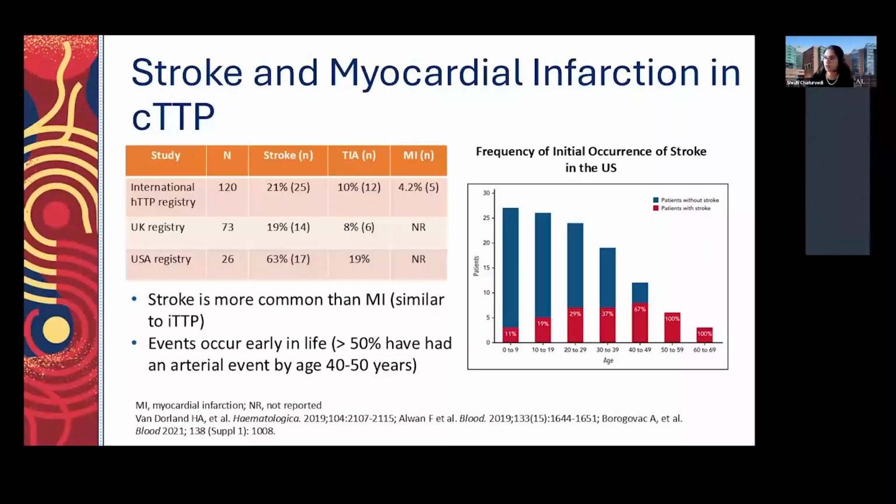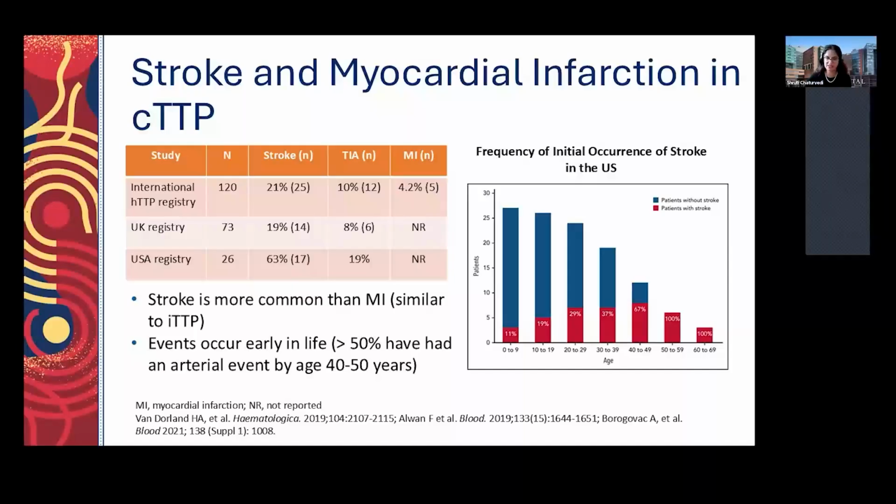Now, in addition to these more chronic and subtle symptoms, there's actually an increased rate of overt stroke and myocardial infarction in individuals with congenital TTP. Rate of stroke is increased at approximately 20% in the international and UK registries, a much higher rate of 63% reported in the United States registry, but this was a registry where patients were asked to respond to questions or participate in the registry, so there may be some responder bias where more severely affected patients may be responding. The TIA rate ranges from 10 to 19% here. The International TTP Registry reported a 4.2% rate of myocardial infarction, but this wasn't reported in the others.